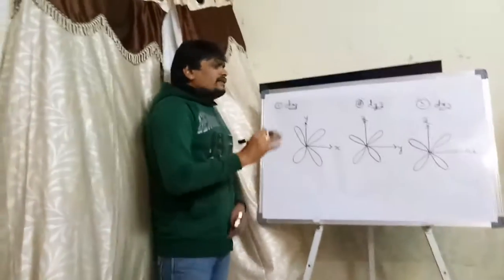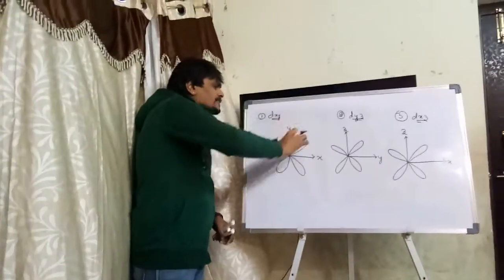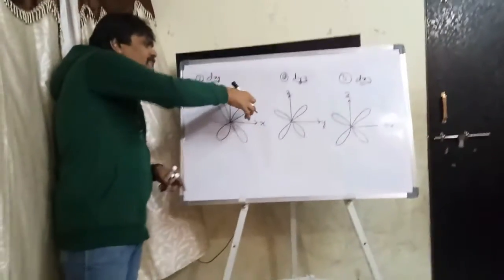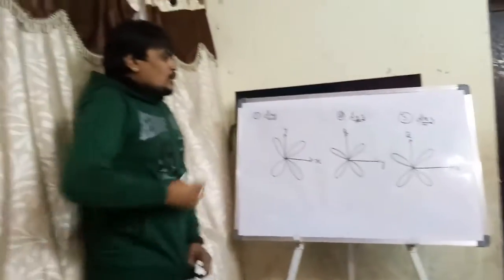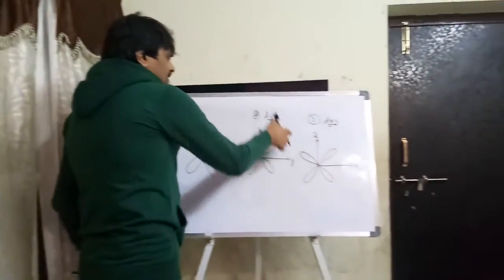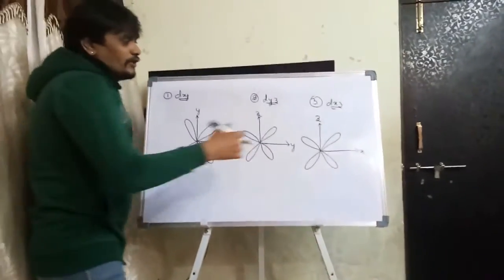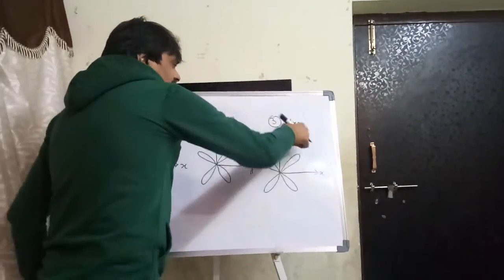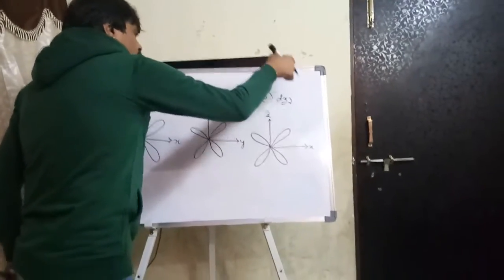Now what do you mean by this? That is, when the lobes are placed in between the x and y axis, it is dxy. When the lobes are placed in between y and z, it is the dyz orbital. When the lobes are placed in between the x and z axis, then the d orbital is dxz.